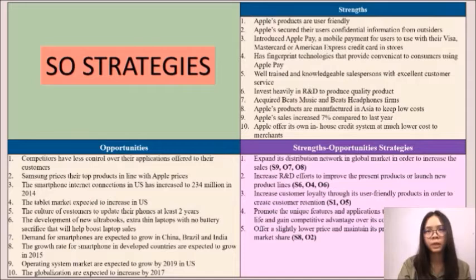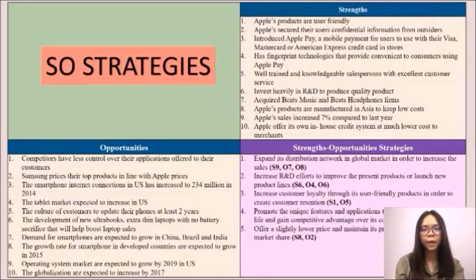And fourthly, we recommend Apple to promote its unique features and applications that can ease the user's daily life and gain a competitive advantage over its competitors. Apple has introduced Apple Pay and fingerprint technology, whereas the competitors have less control over the applications they offer to their customers.